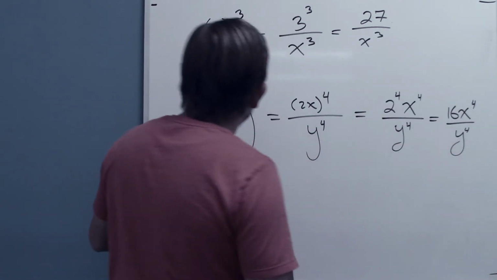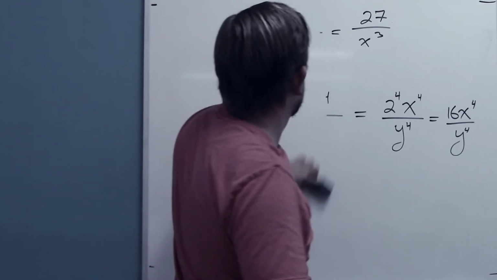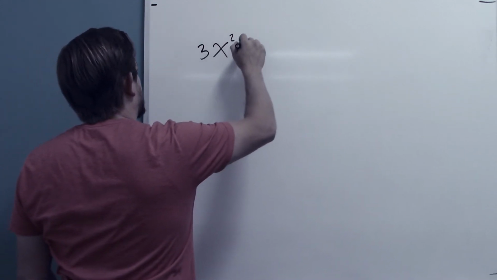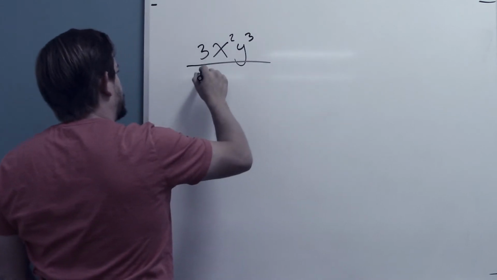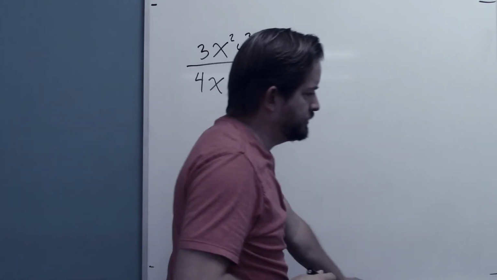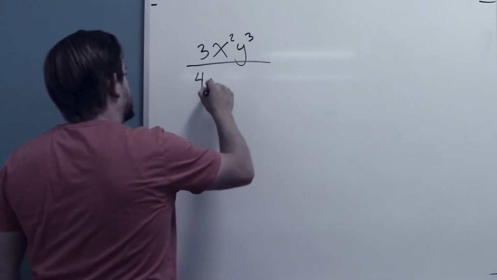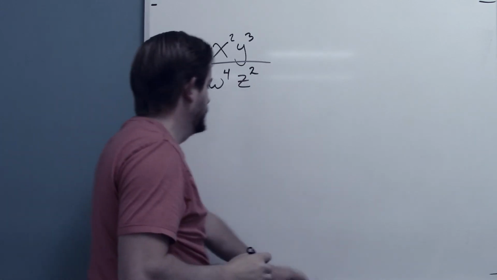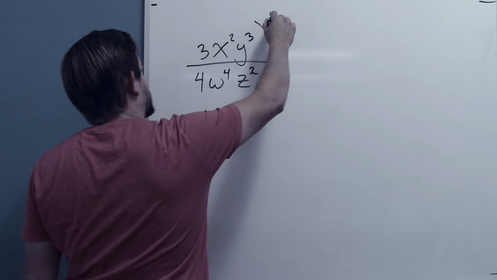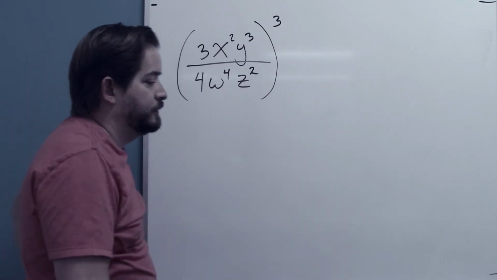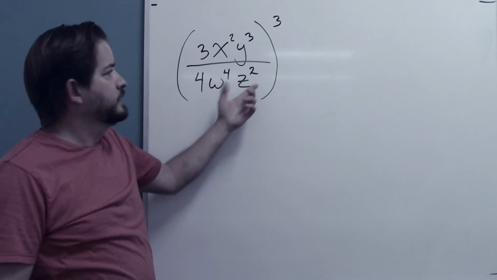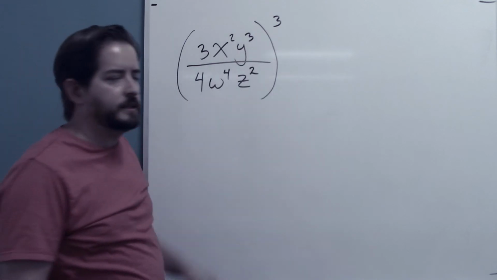All right. And as things get uglier, and they definitely will in this section, let's take a look at one big ugly thing here. If I have, let's say, 3x squared y to the third over 4x, let's do a different one. Let's go w and z, w to the fourth and z to the second. And this whole thing gets raised to the third power. Right? If I want to simplify this, I can note that the denominator is going to get raised to the third, the numerator is going to get raised to the third.